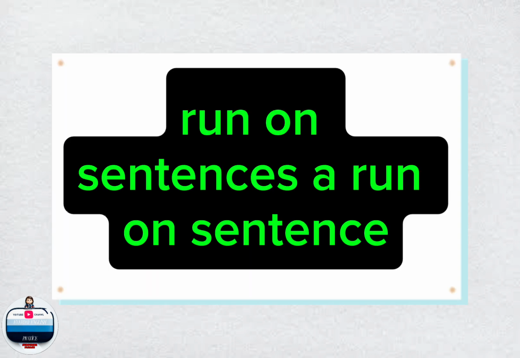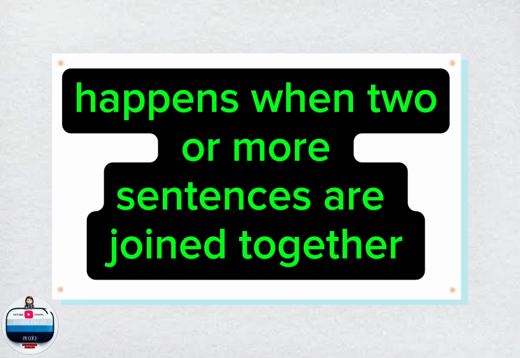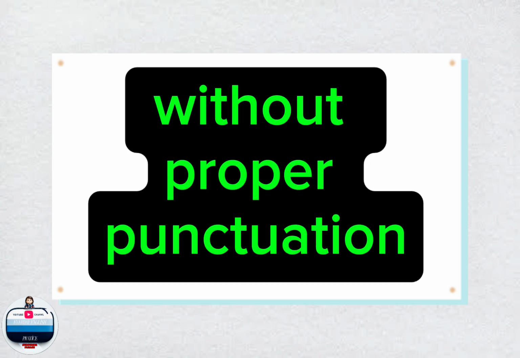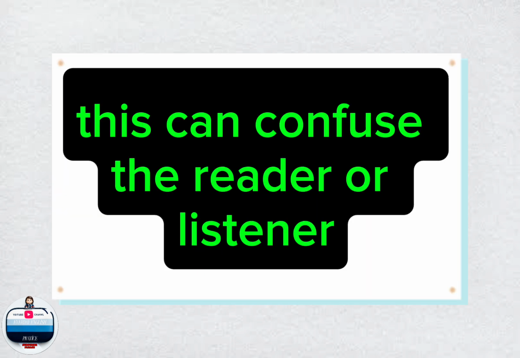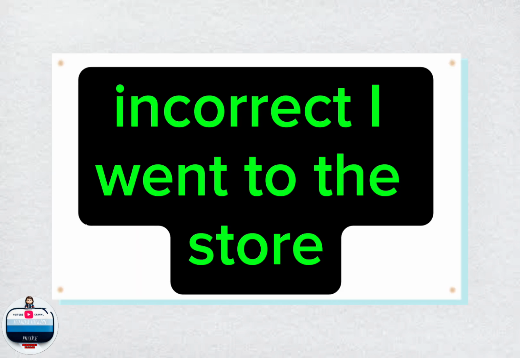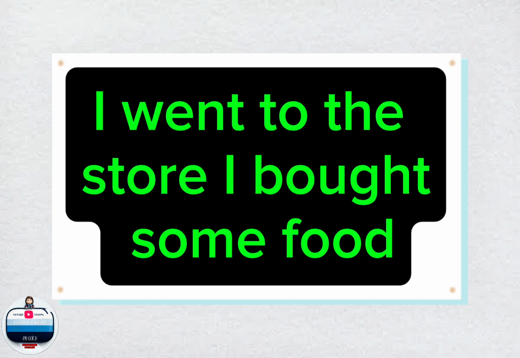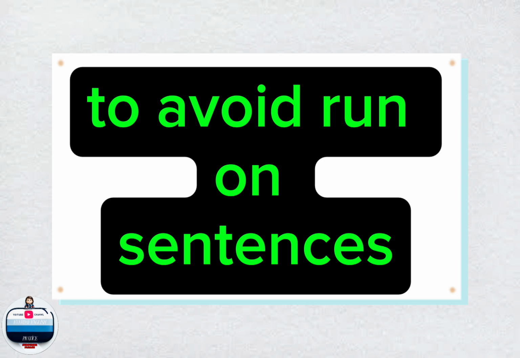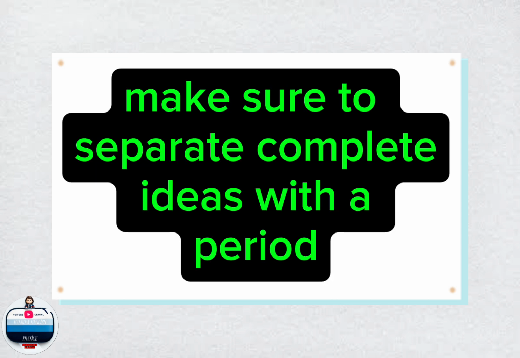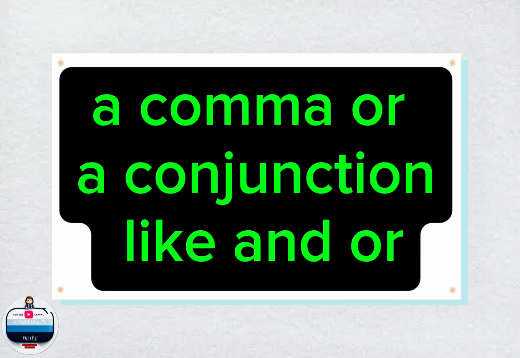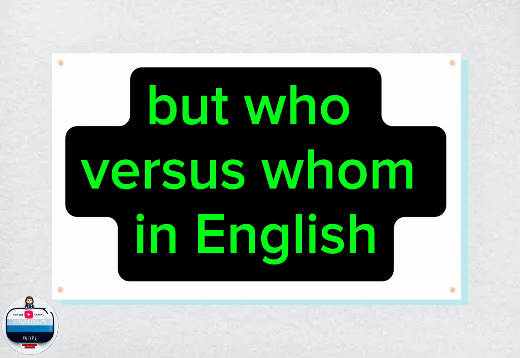Run-on sentences. A run-on sentence happens when 2 or more sentences are joined together without proper punctuation. This can confuse the reader or listener. Incorrect: I went to the store, I bought some food. Correct: I went to the store. I bought some food. To avoid run-on sentences, make sure to separate complete ideas with a period, a comma, or a conjunction like and, or, but.